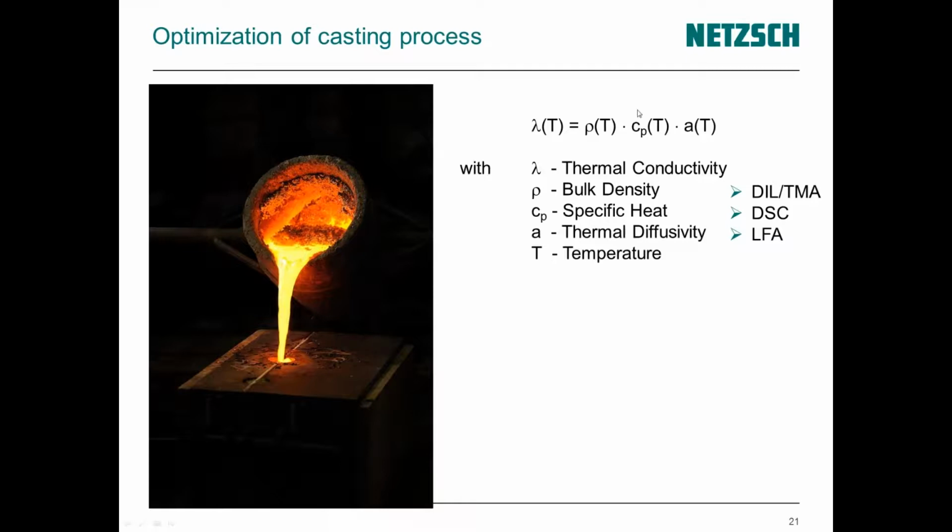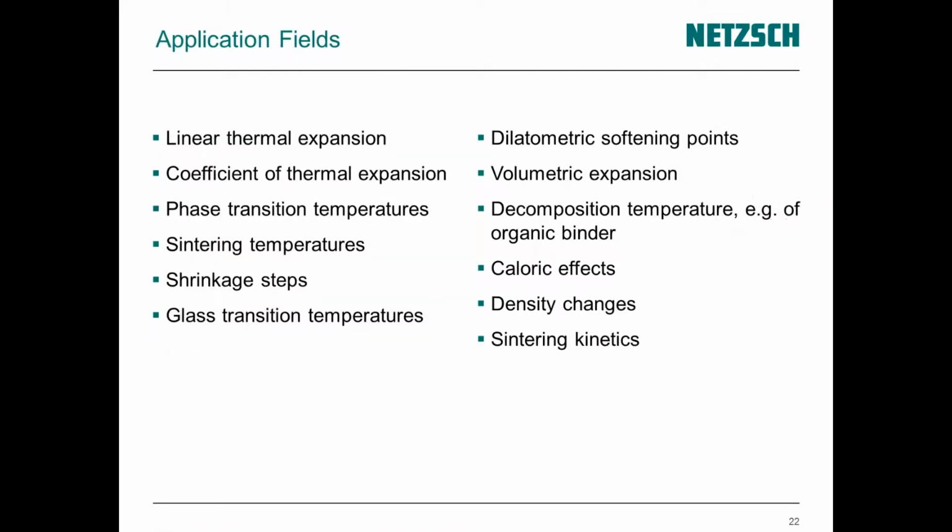So as we have seen now, we can calculate the density versus temperature using the expansion data. You get the values for the specific heat using a DSC, and the values for the thermal diffusivity using an LFA, so a laser flash analysis. We will go on now with caloric effects.